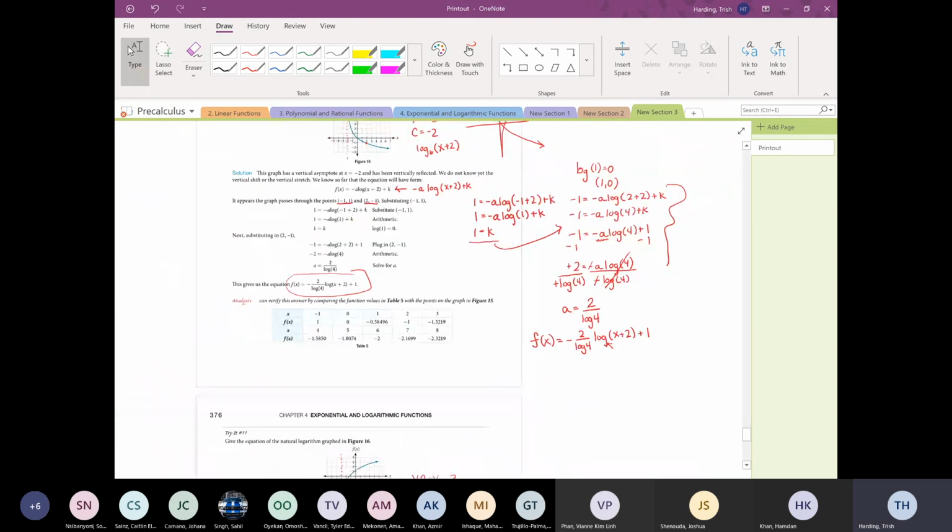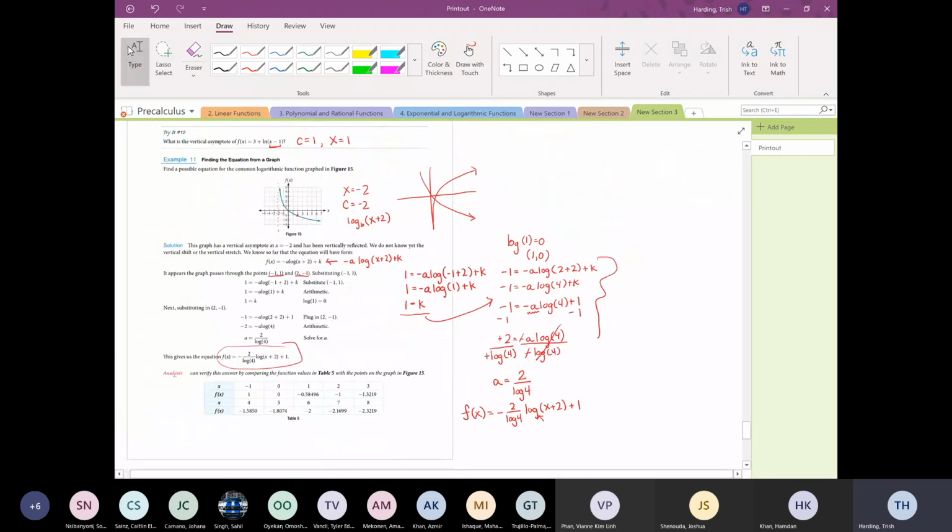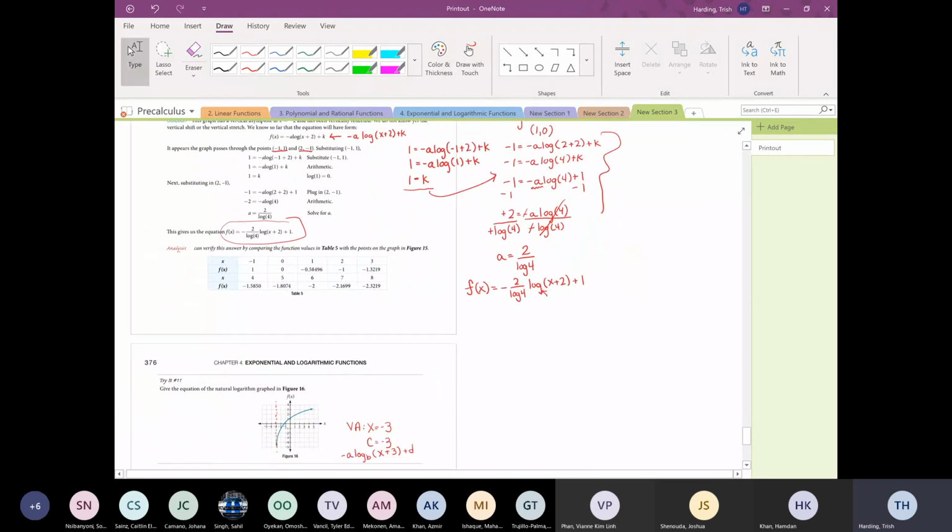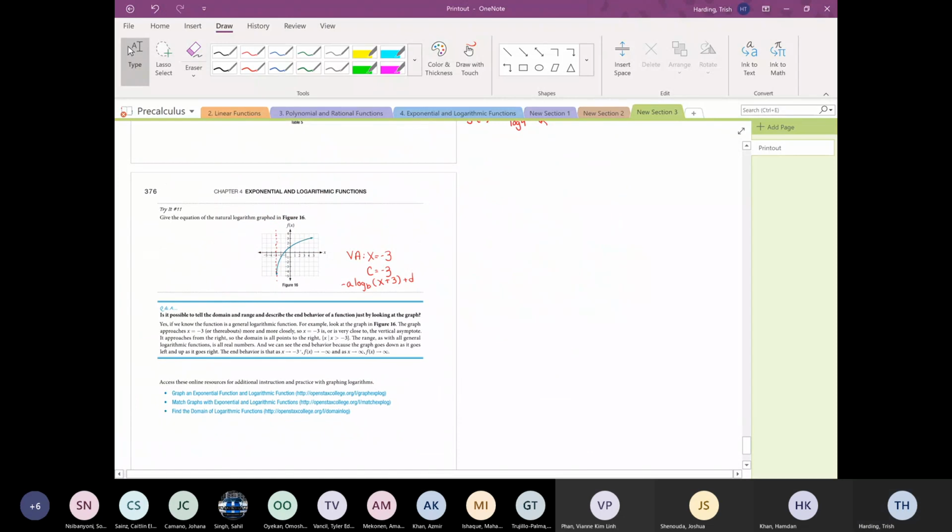So this concludes 4.4 logarithmic graphs. They have videos and I think extra practice problems at the end of every chapter. They have links to things, so it's also a good resource.